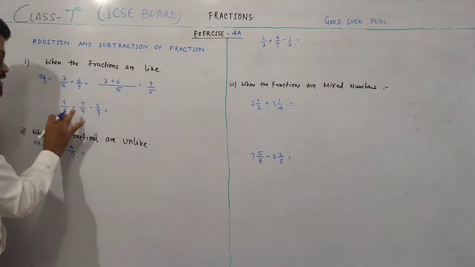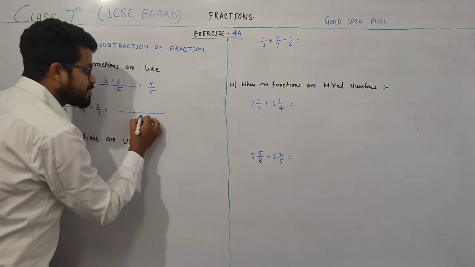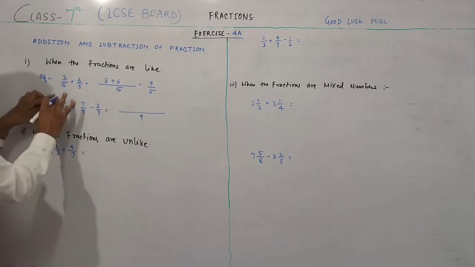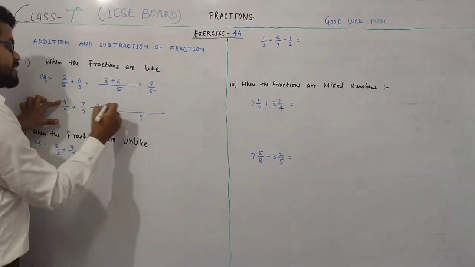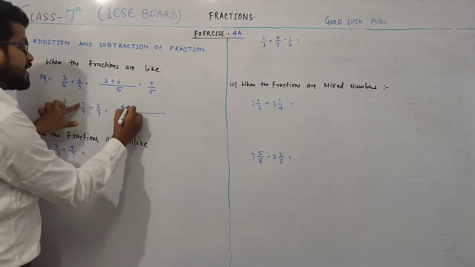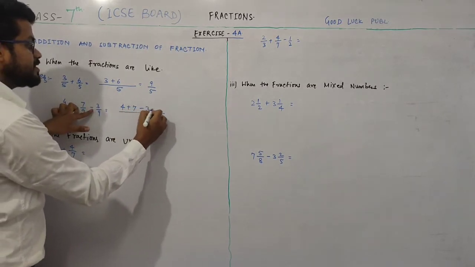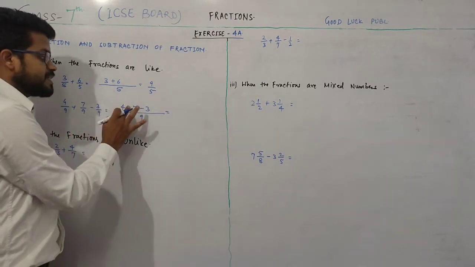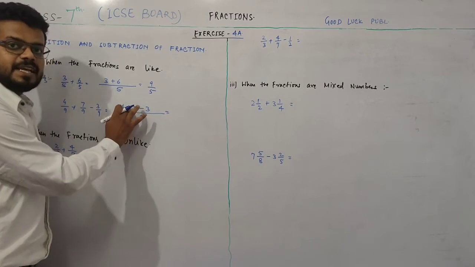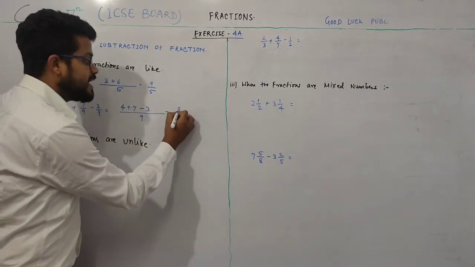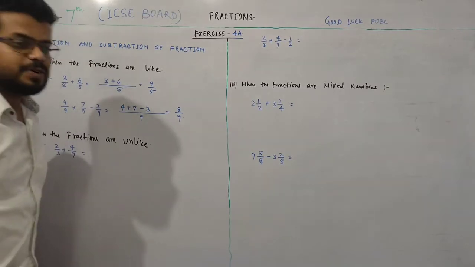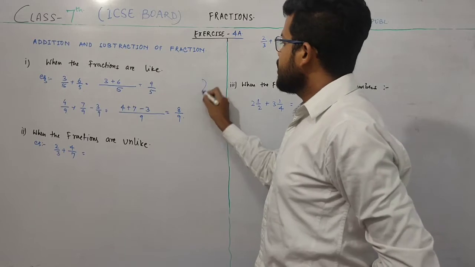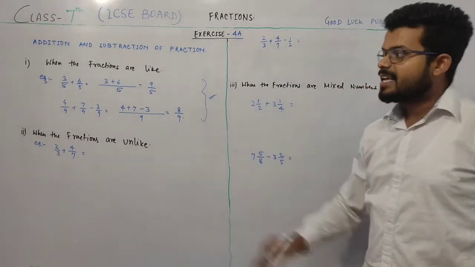Again here, the denominator is 9 in each. Draw a horizontal line and write 9 in the denominator. Now simply write the numbers in the numerator with their signs. Here it is 4, here it is 7, and here it is 3. Simply add and subtract by the BODMAS rule. Here this is plus and this is minus. So 4 plus 7 is 11 and 11 minus 3 is 8. So this is 8 by 9. So for like fractions, addition and subtraction is much easier than for the other type.